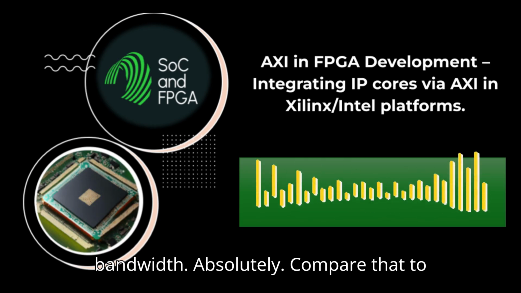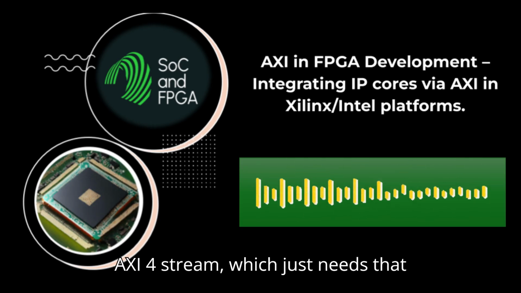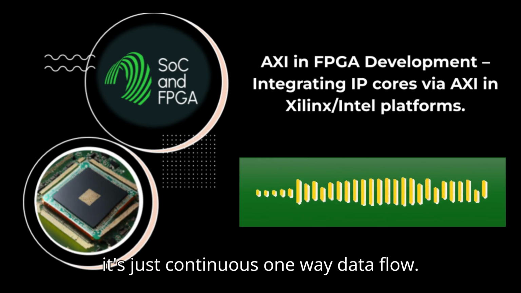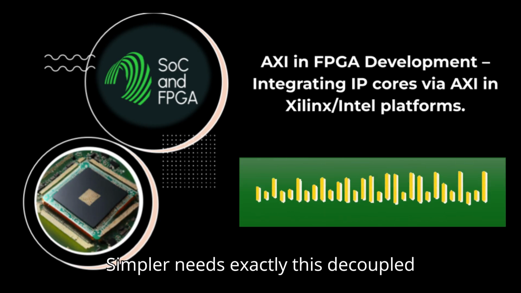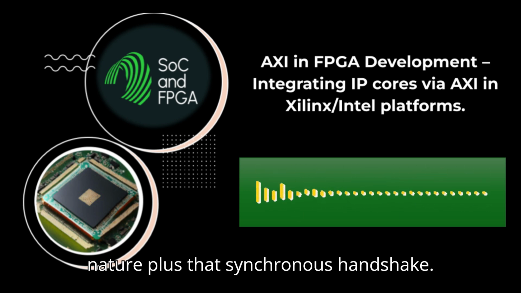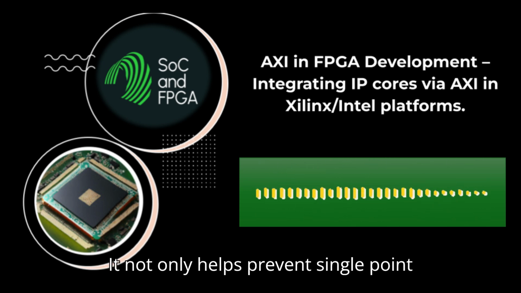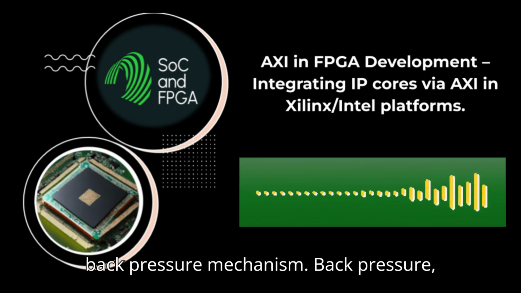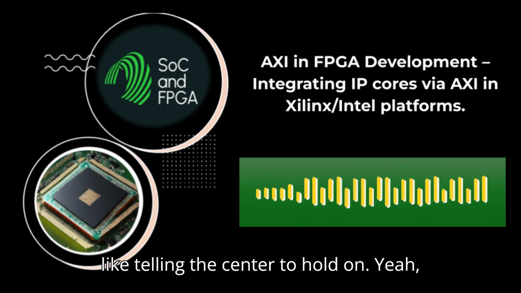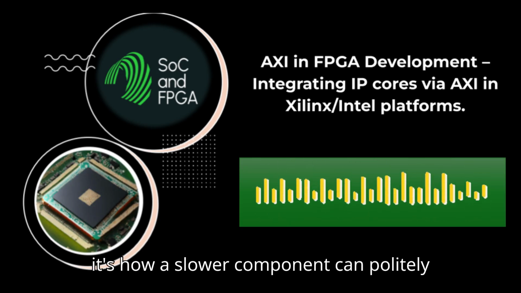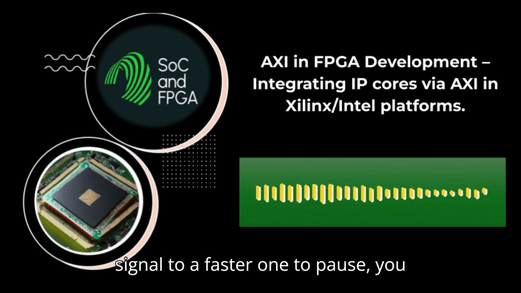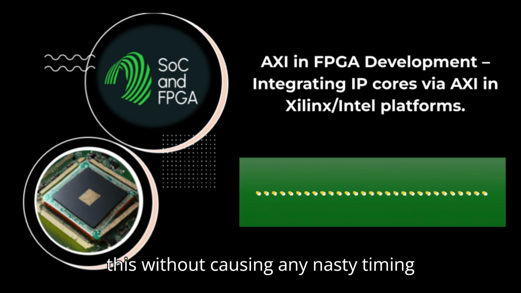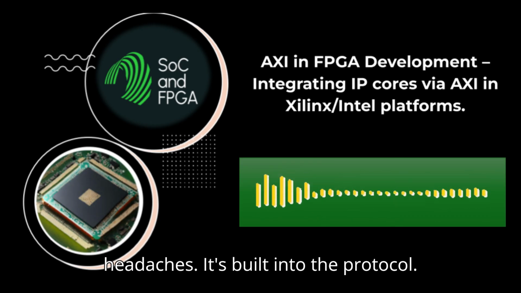Absolutely. Compare that to AXI4 Stream, which just needs that single unidirectional channel because it's just continuous one-way data flow. Simpler needs. Exactly. This decoupled nature, plus that synchronous handshake, not only helps prevent single-point failures, but it also provides a formal back pressure mechanism. Back pressure, like telling the sender to hold on? Yeah. It's how a slower component can politely signal to a faster one to pause, by deasserting ready. And it does this without causing any nasty timing headaches. It's built into the protocol.